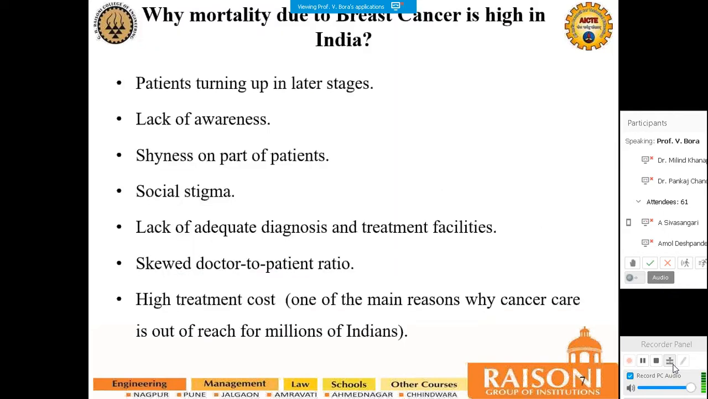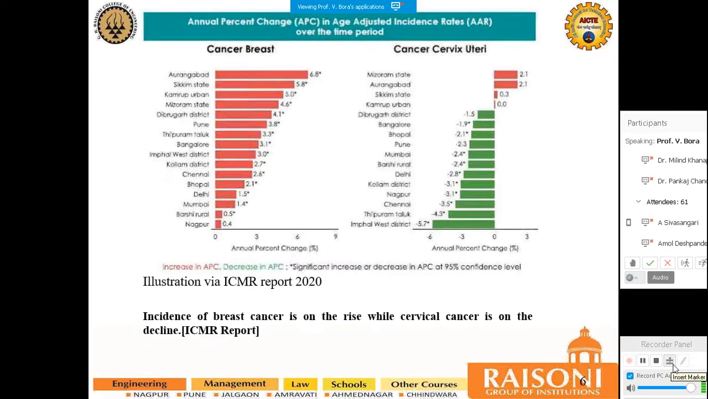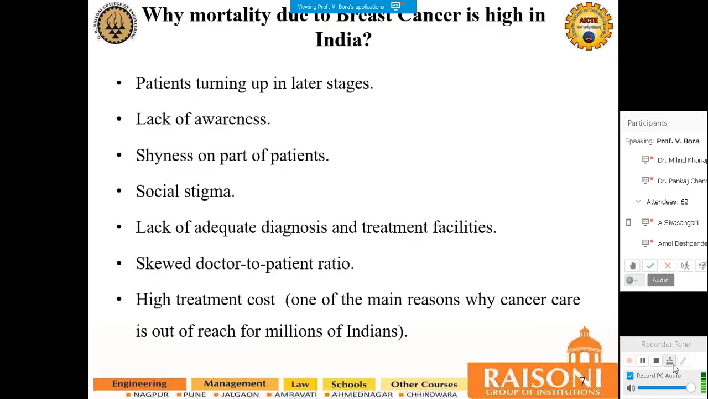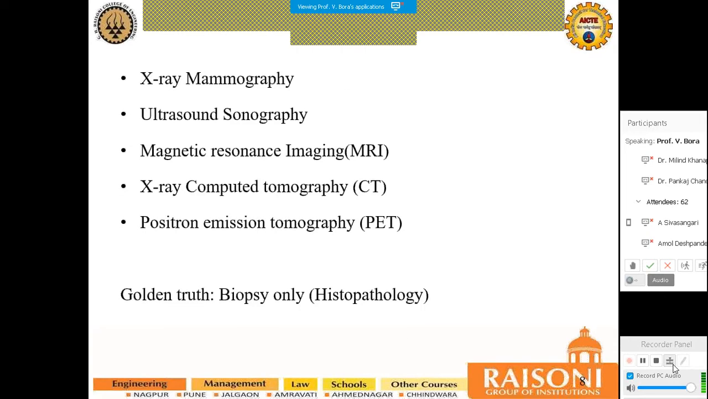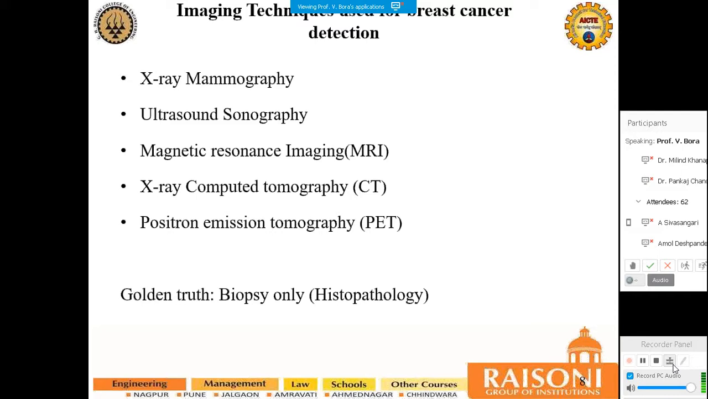Now, why is the mortality very high because of breast cancer? It's because of patients turning up in later stages, lack of awareness, shyness on the part of patients, social stigma, lack of diagnosis facilities, and in rural areas there is no facility. So that's why the patient turns up in later stages. Also poor doctor-to-patient ratios and high treatment costs. Basic techniques for detection of cancer are mammography, sonography, MRI, CT, PET. But the gold standard, the confirmation, is only from histopathology, that is biopsy.